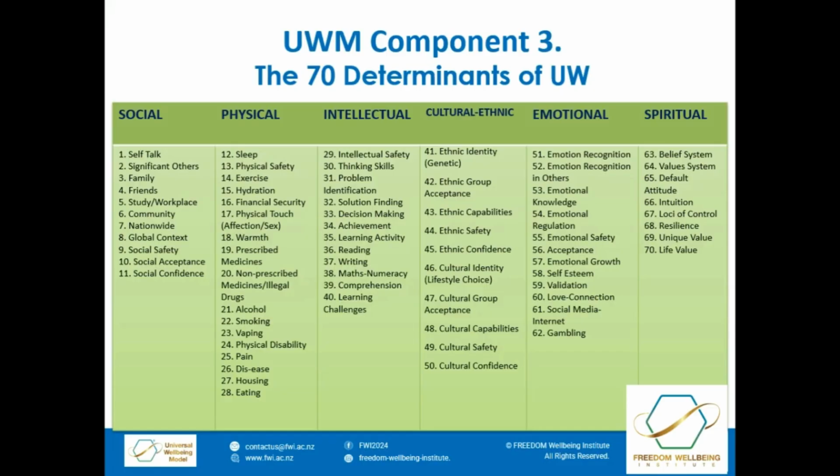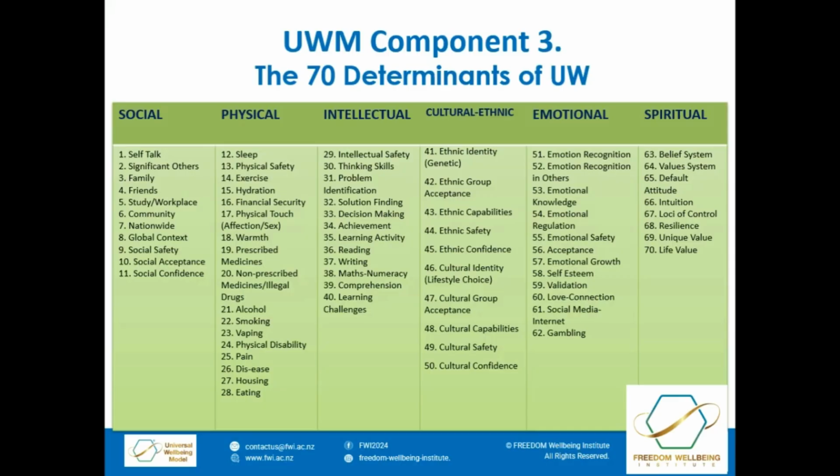So this internal self-talk can actually be positive for our universal well-being and our confidence levels and how we live, or it could in fact be negative. So all of the 70 determinants here can be experienced in a way that is positive for our universal well-being, or it could be on a continuum where in fact that is negative.